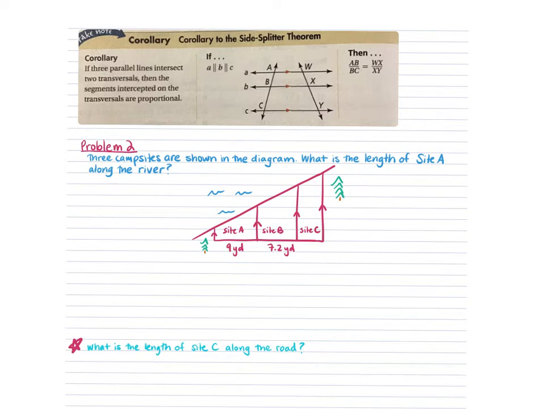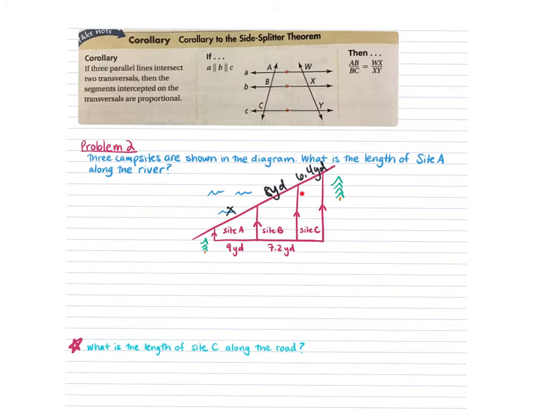Let's look here. This is a little word problem. Three campsites are shown next to the river. What's the length of site A along the river? So we're trying to find this length, and it looks like we are missing a length. This length is 8 yards, this is 6.4, and we're trying to find this length here.